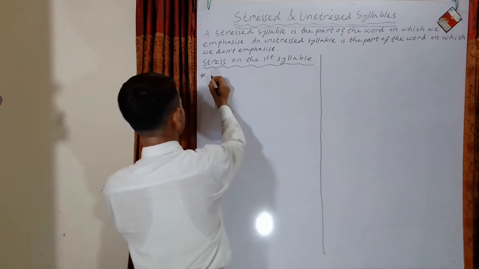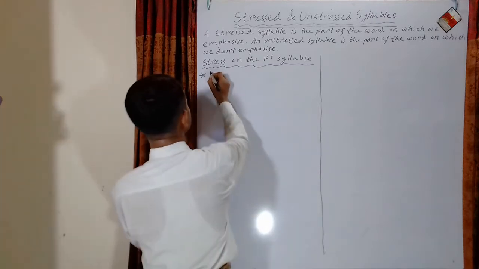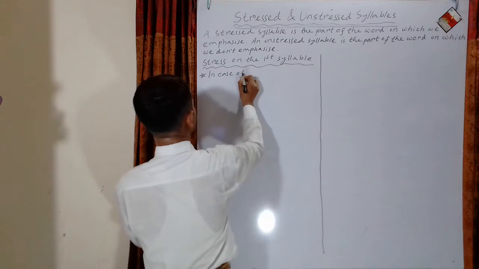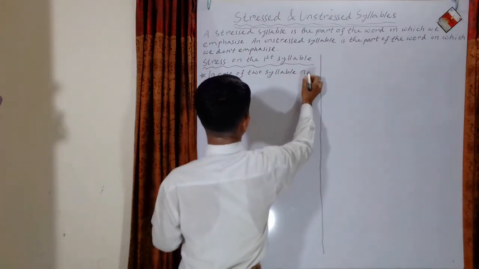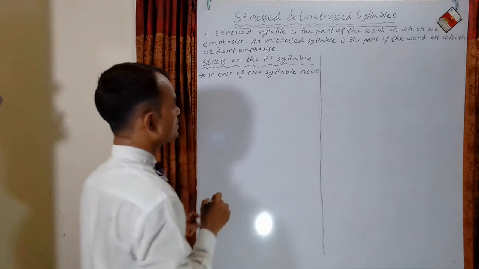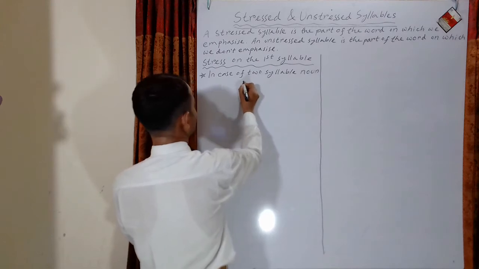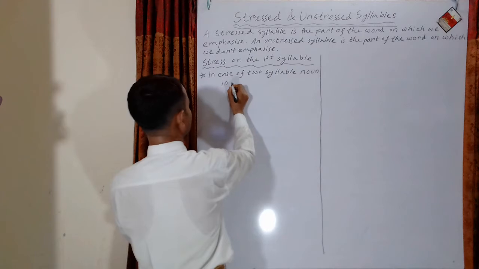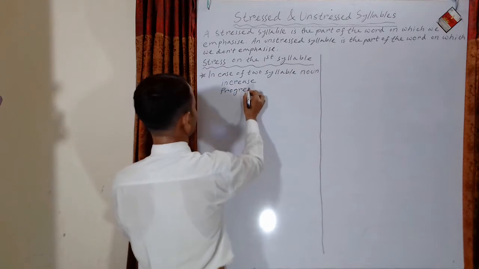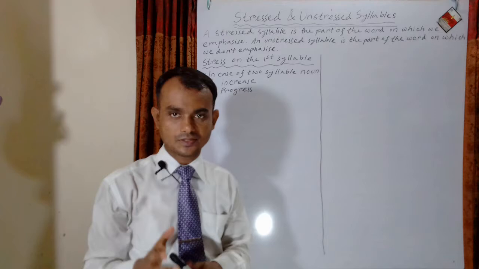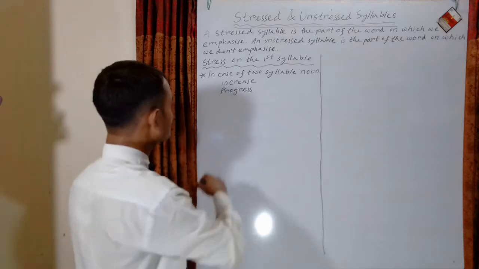Number one, in case of a two syllable noun. For example, increase, progress. Dear students, when should we stress on the first syllable? Whenever we find two syllables in a word, we should do this. For example, increase.